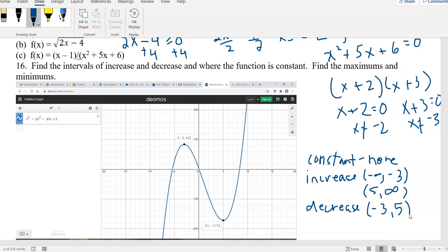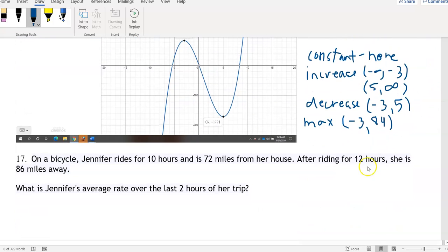All right, now maximums and minimums. We have a maximum, or the top of the hill, up here. And I'm just going to abbreviate it as max at -384. And then we have the bottom of a valley, or a minimum, at 5, -172.